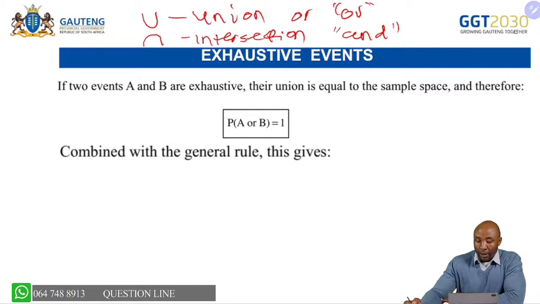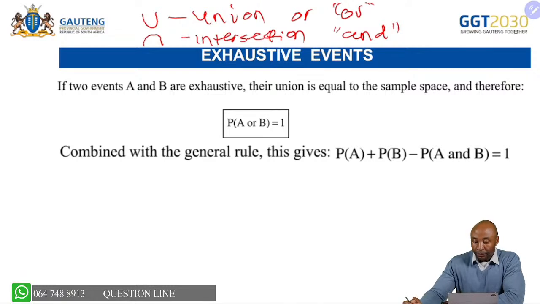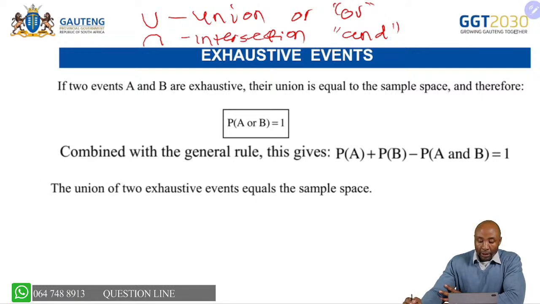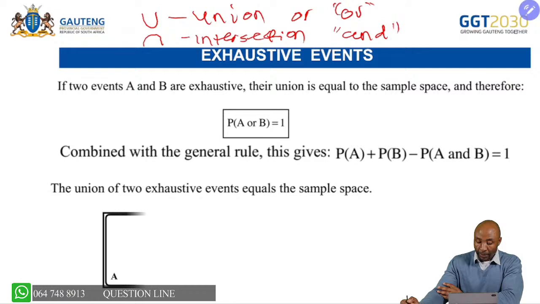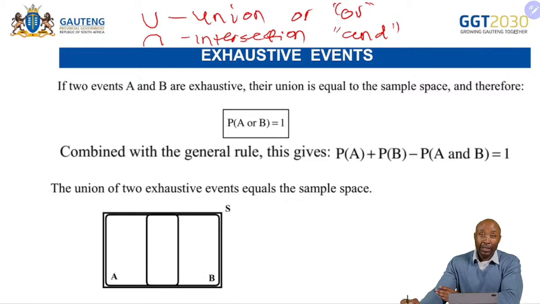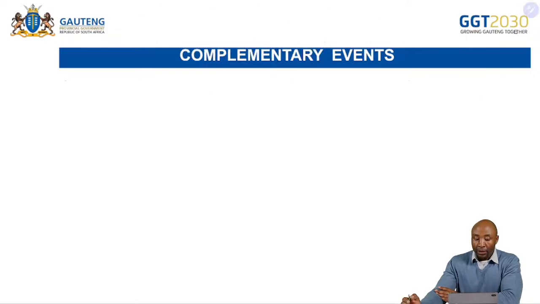So, we combine this with the general rule. If A and B are exhaustive, it would mean that the probability of A plus the probability of B minus the probability of A and B should be equal to 1, because the probability of A or B is equal to 1. Exhaustive events. Now, the union of the two exhaustive events equals the sample space, and you will find out that this will always fill up the entire sample space. There is no space for writing any term outside one of the events there. These are exhaustive events. We shall look at them.